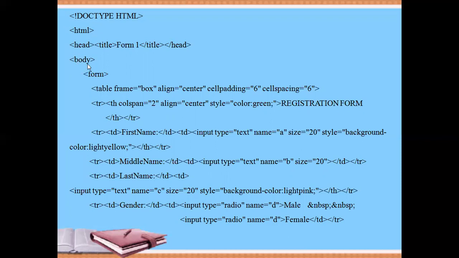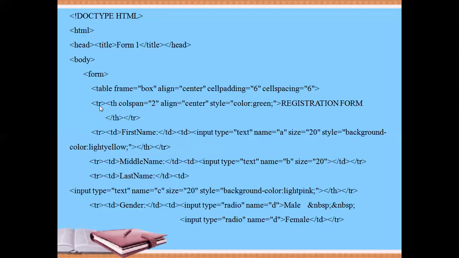In the body, you are writing the form tag. In the form, a table to align all the things properly. In the table, I have taken two columns. One is for the field names and second is for the controls. So there are two columns here. Frame is equal to box, this is for the outline. Align center. Cell padding 6 and cell spacing 6 for making the content spacious.